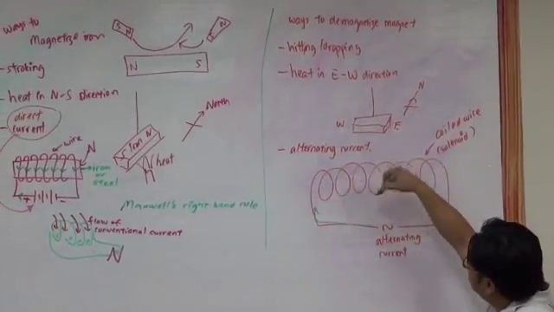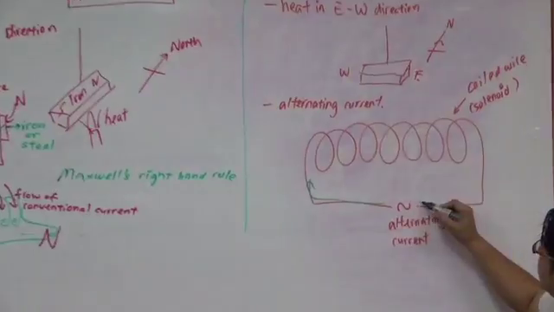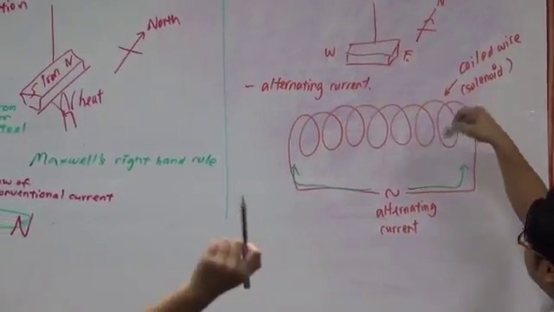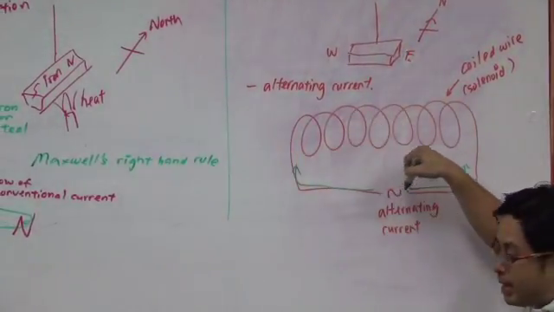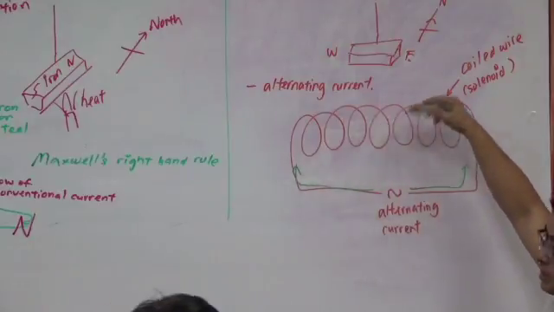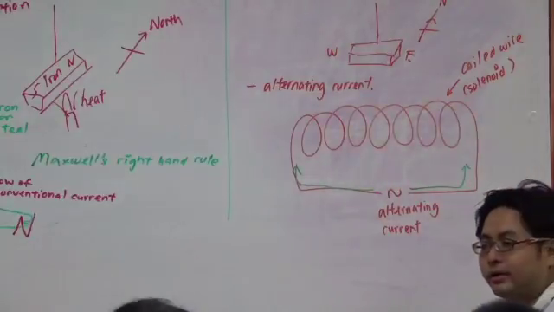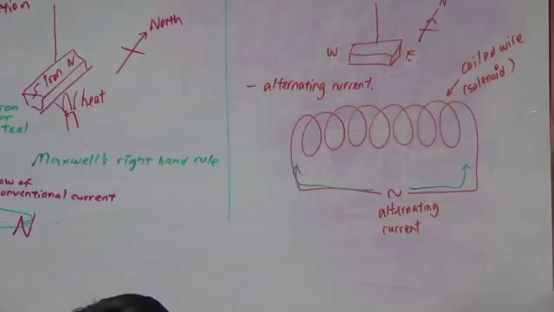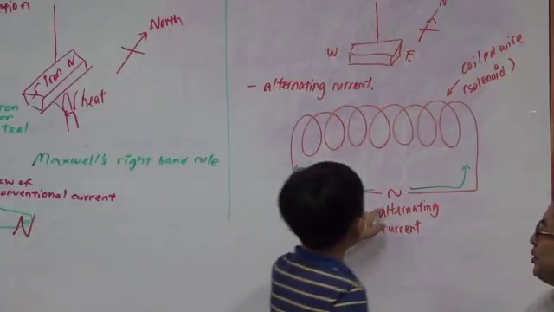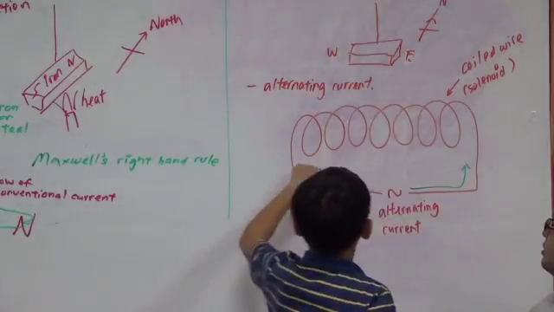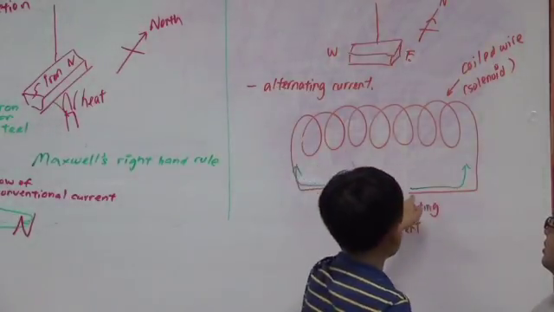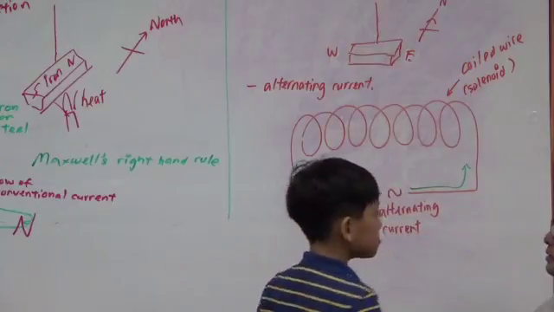It flows like that, and then the next second, the current flows this way. And then the next, it will flow back. The north pole keeps on changing direction. So then the little thing bounces off this thing and goes back, and then goes to the other side and goes back.